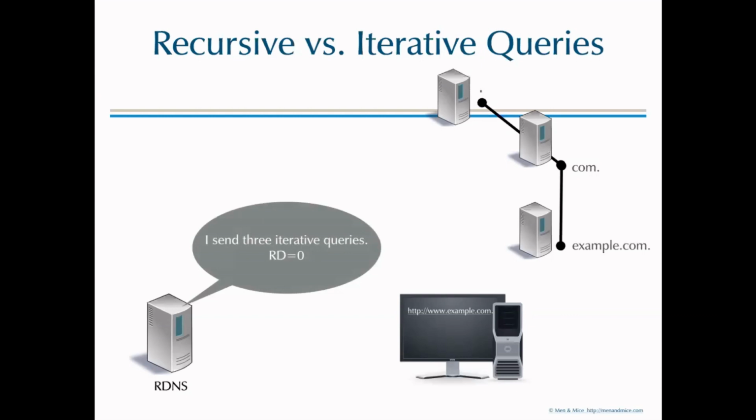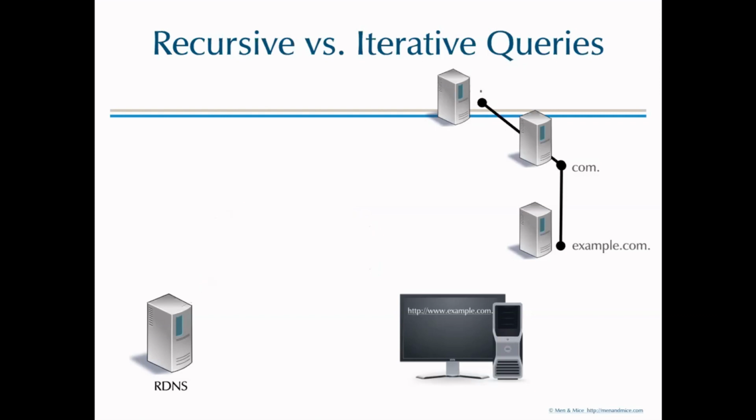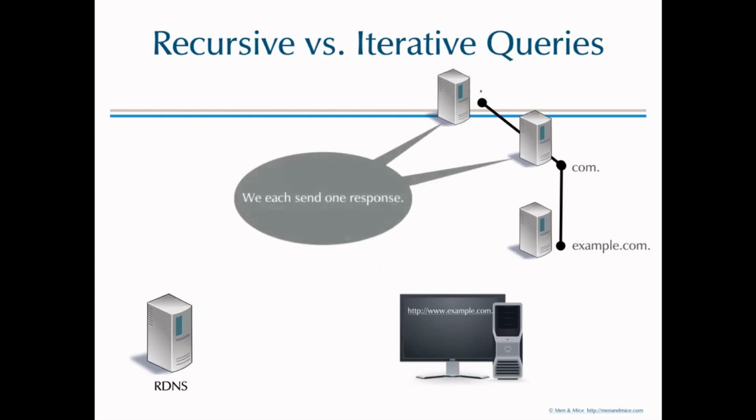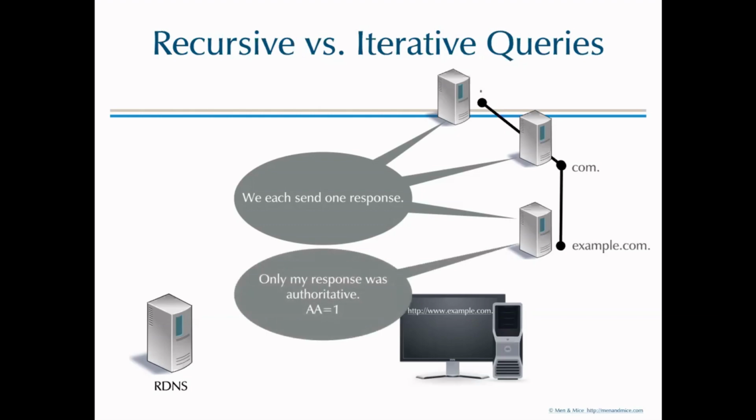The RDNS server sent 3 iterative queries during its recursive process, and recursion was off for all those iterative queries. Each of the authoritative servers provided one response. Only the final response had another flag in the header called an AA flag. And the AA flag is the authoritative answer flag.